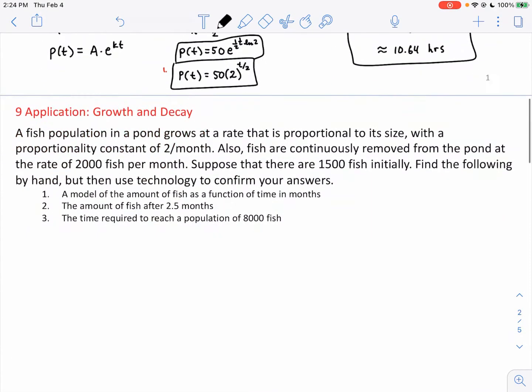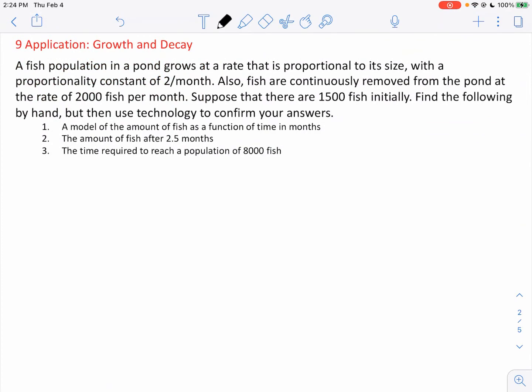Okay, let's go to the next task. A fish population in a pond grows at a rate that is proportional to its size with a constant of proportionality of 2 per month. Okay, so this is a constant, this is not saying you're gaining 2 fish per month. It's a 2 unitless per month expression.